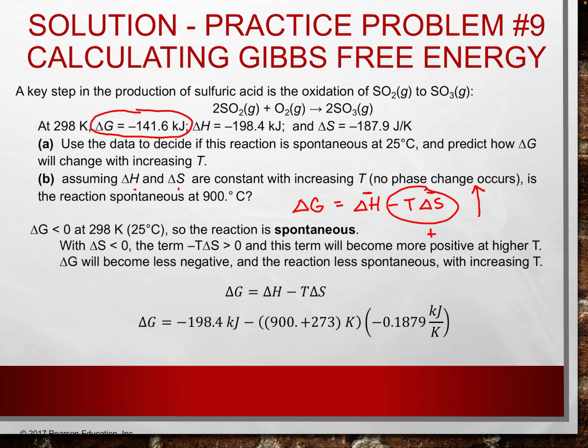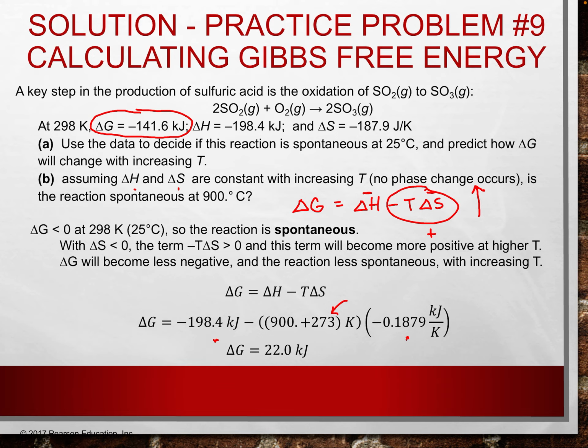If we assume delta H and delta S are constant, then we can just go ahead and plug those in. There's our delta H and delta S, and then we'll just use a different temperature. So we have 900 plus 273, and we'll plug that in. And then we can calculate our delta G value at that temperature.